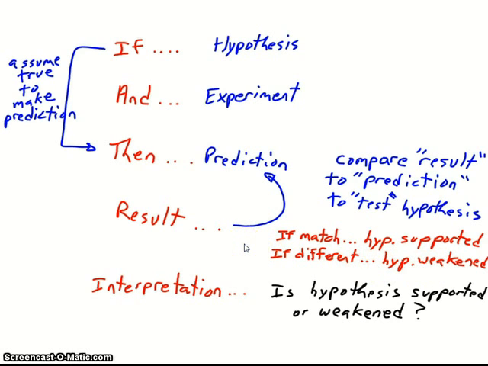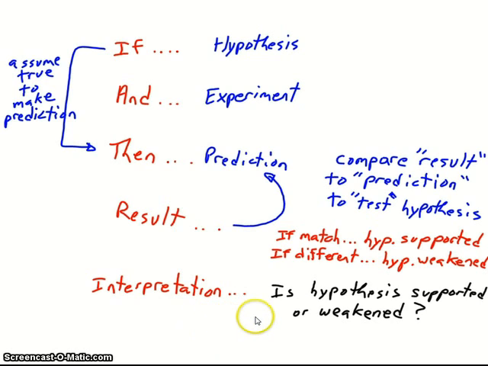And you should take a moment to think about why that is. Because remember, we assume the hypothesis to be true when making the prediction. So if the actual result of the experiment is the same as predicted, then that supports the truth of the hypothesis. If the results are different from the prediction, then that weakens the hypothesis. So our interpretation, the final step in our thinking format here, is going to be to ask the question, is the hypothesis supported or weakened?